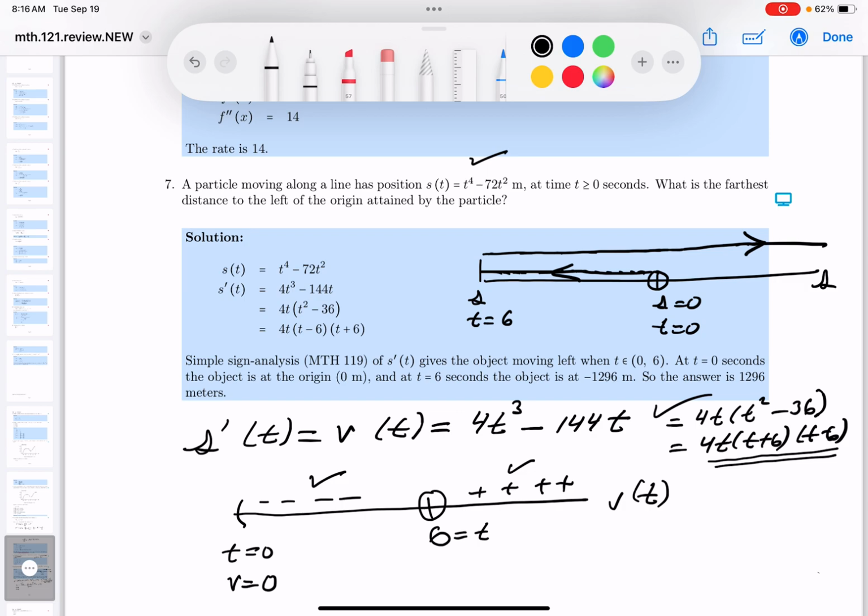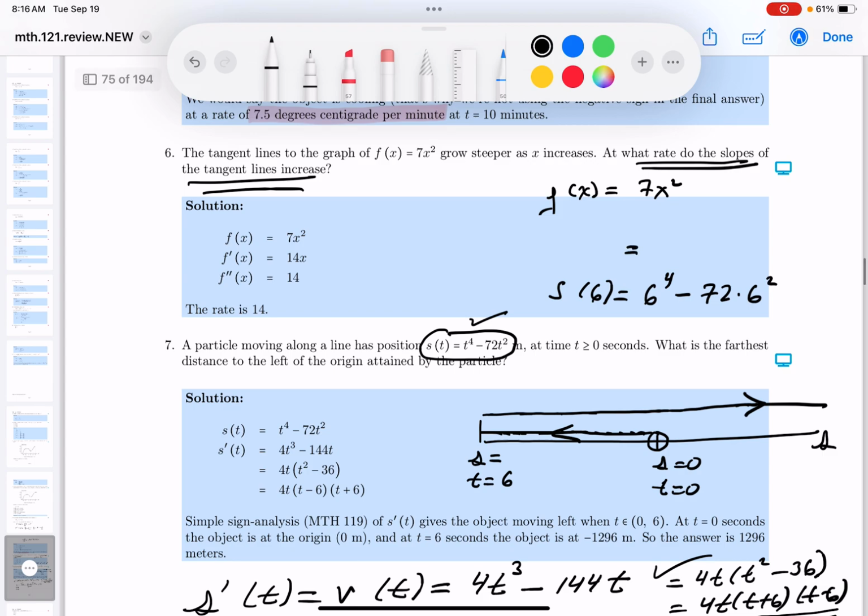What's the position there, though? Well, it's clearly a negative number, and let's write this down now. It's going to be at 6 seconds. What's s at 6? Again, I'm looking at this, and what do you get? 6 to the 4th power minus 72 times 6 squared. I'm going to factor that. I want to do the arithmetic. You get 6 squared times 6 squared minus 72.